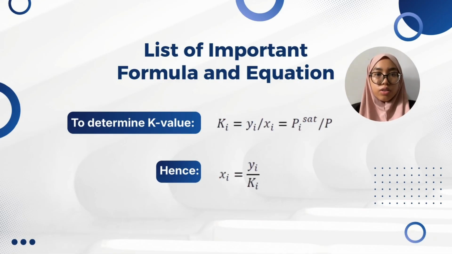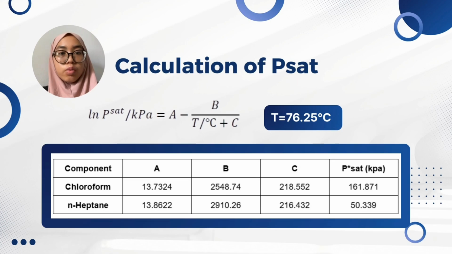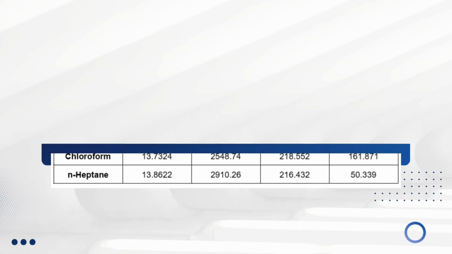It is calculated using the saturation pressure and operating pressure and is an important parameter in the flash calculation. This slide shows the calculation of saturation pressure using the Antoine equation at 76.25 degrees Celsius. The results show that chloroform has a higher saturation pressure than n-Heptane, indicating that it is more volatile and tends to enter the vapor phase more easily.